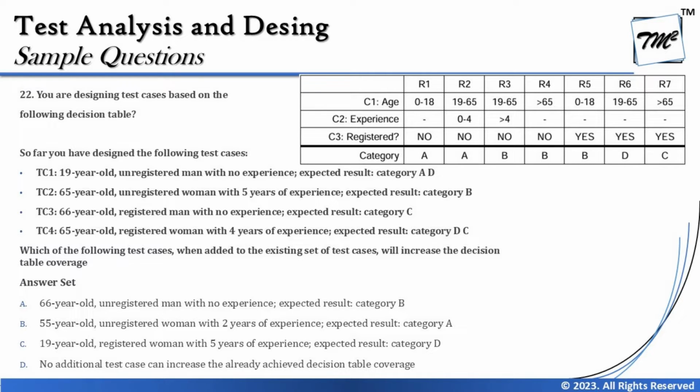So it's a repetition and should not be considered. Option C says the condition is a 19-year-old registered woman with 5 years of experience, and the expected result is category D. This goes into R6, which is again repeated because it's already covered by our test case 4. And option D says no additional test case can increase the already achieved decision table coverage.